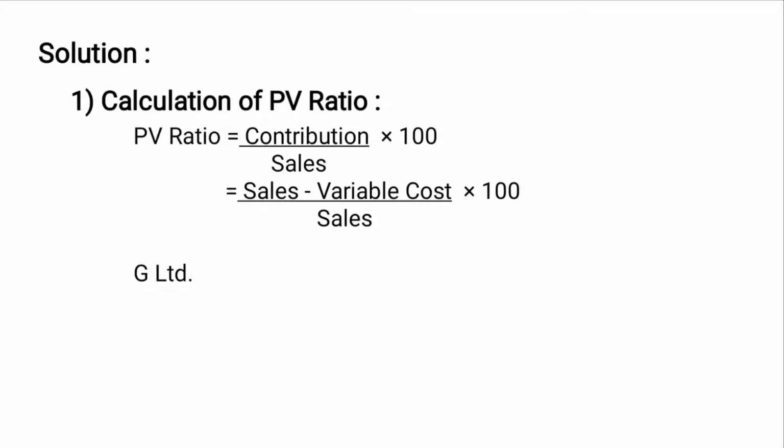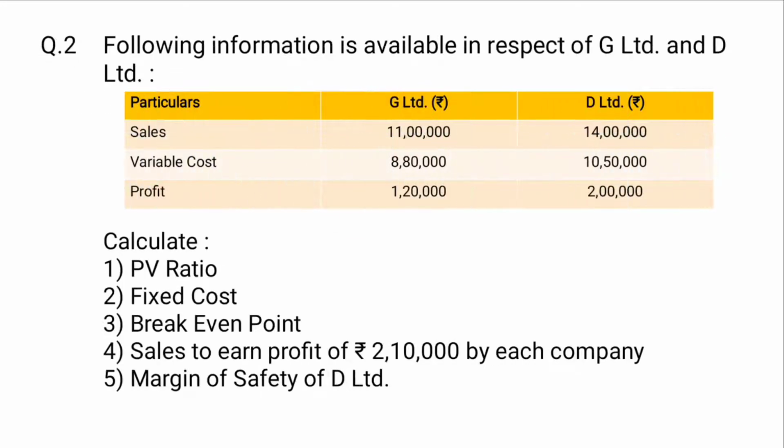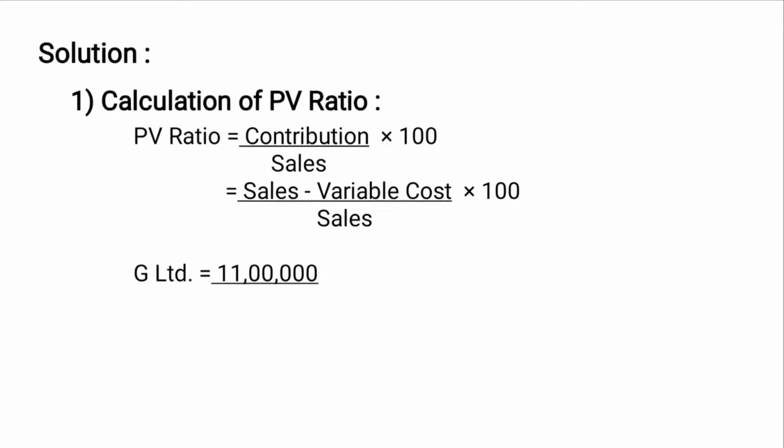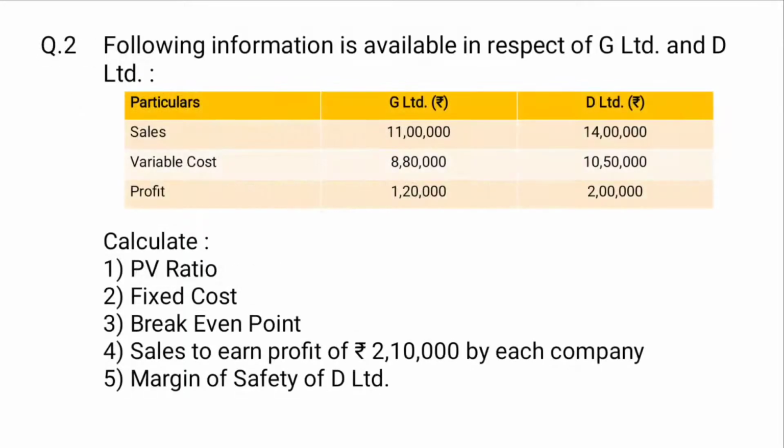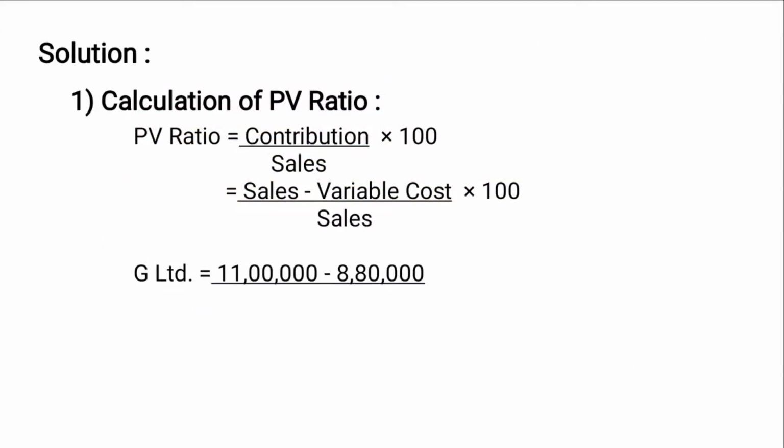For G Limited, sales amount is 11 lakh. So we'll record it 11 lakhs minus variable cost, which is given as 8,80,000 for G Limited, divided by sales, which is 11 lakhs into 100, which will be equal to 20%. So the PV ratio for G Limited is 20%.